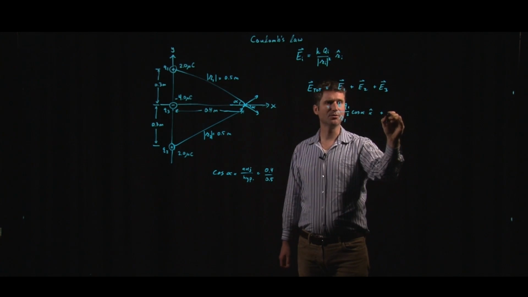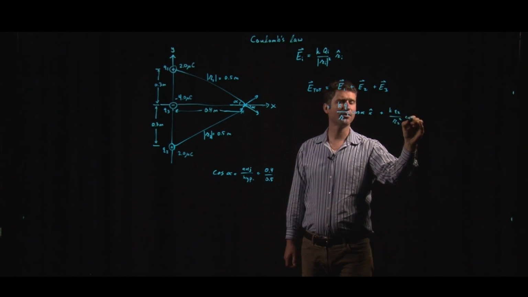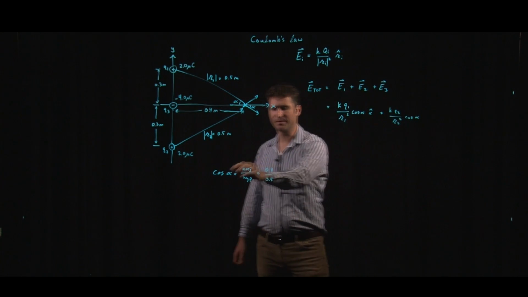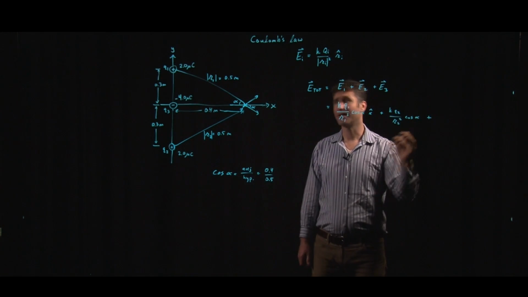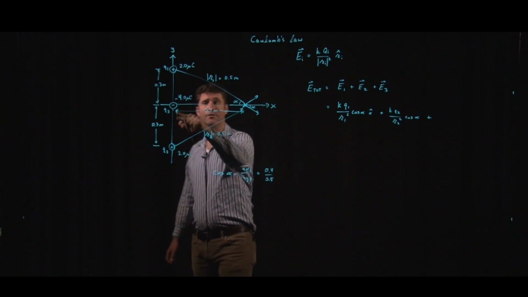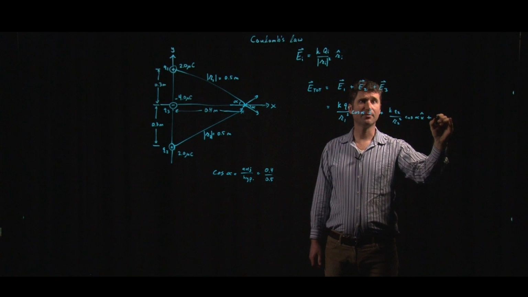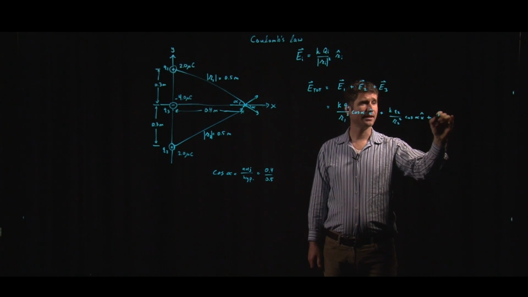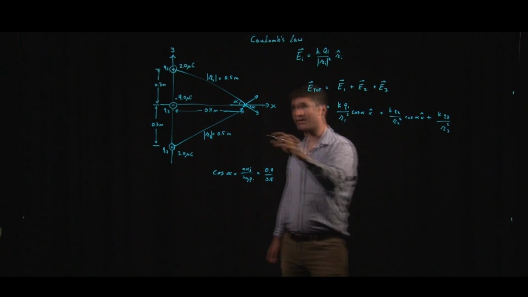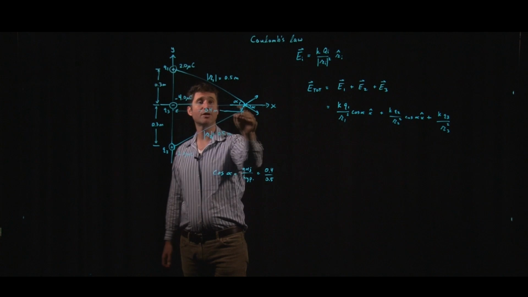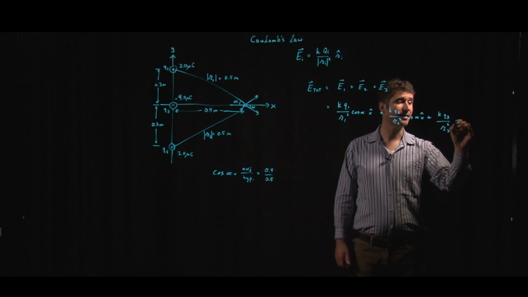Similarly, for E2, I'm going to write kQ2 over R2 squared, and this is also going to be times the cosine of alpha, where the cosine of alpha is equal to 0.4 over 0.5. Finally, I'm going to add the contribution from Q3. Again, this is the same exact scenario, where I have k Q3 over R3 squared. R3 is the distance from this minus charge to the point I'm interested in over here, which is 0.4. And this also is in the x-hat direction.